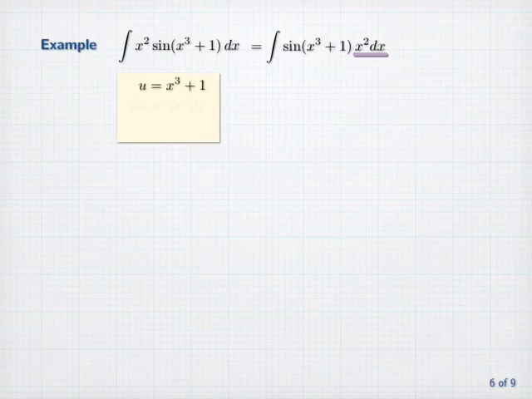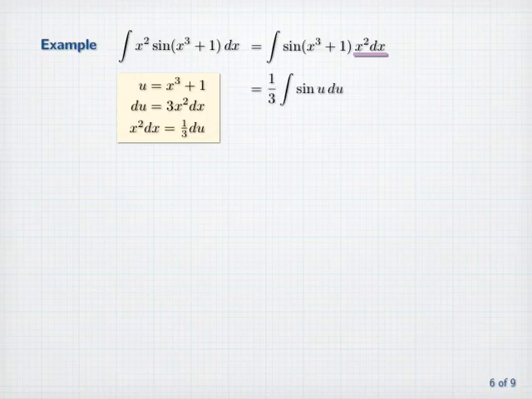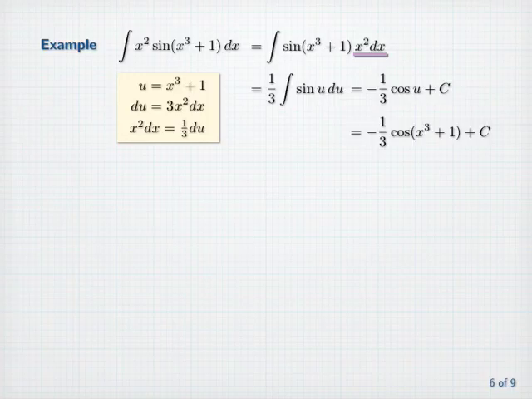That makes du 3x squared dx, which means that x squared dx is 1/3 of du. So our integral becomes 1/3 of the integral of sine u du. Since sine is the derivative of minus cosine, we now have minus 1/3 cosine u plus c, and finally we replace u with x cubed plus 1.